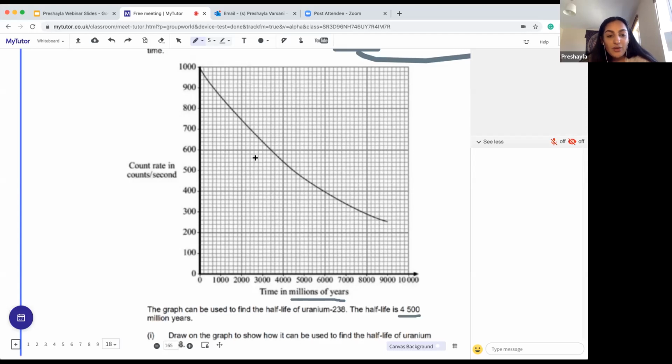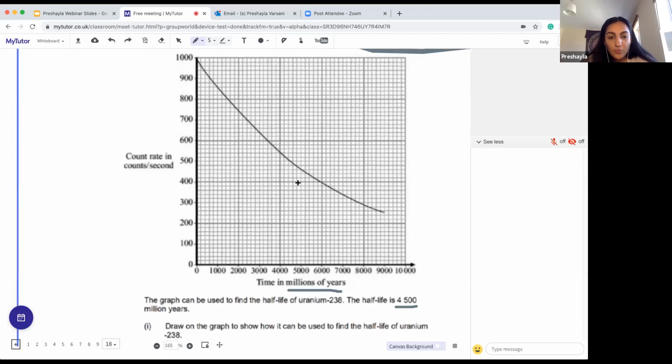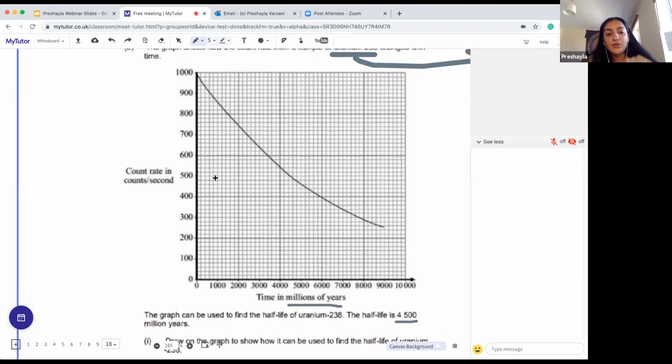Where would you draw the line to show that this is true? What line would you draw on the graph? Or what lines would you draw on the graph to show that the half-life is 4,500, given that the initial count rate is 1,000? Where would you draw your lines?